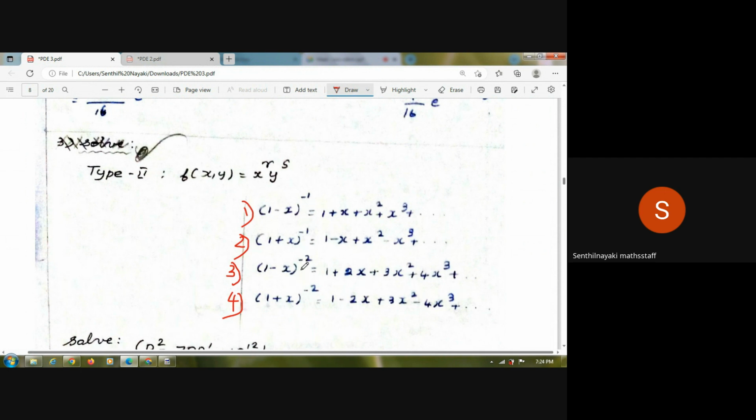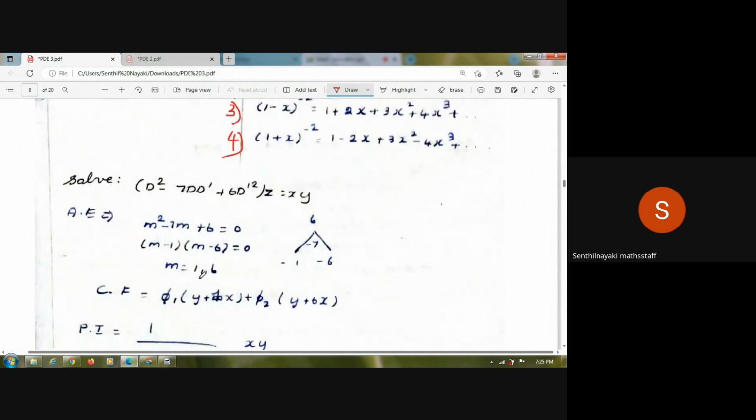But in the first and the third formula, both places have a minus sign, so the right hand side terms are all positive. If it is power minus 2, then the right hand side is 1 2 3 4. What about the next one? 5x power 4. And the next one? 6x power 5, like that. Similarly the fourth one. So we have to use any one of these 4 formulas.